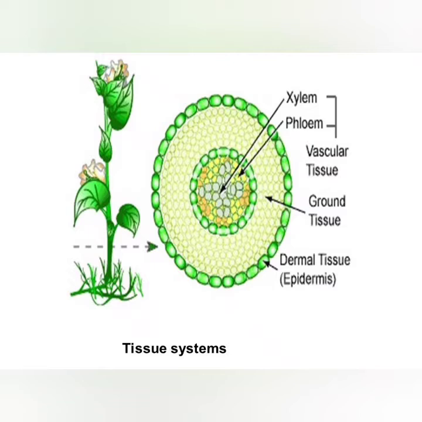You can see over here a diagram which shows a virtual section of the plant. If you cut a plant virtually, you can have this kind of picture under the microscope. The outer epidermal tissue or epidermis, the interior ground tissue, and the very core region is made up of the xylem and phloem, which are the vascular tissue.